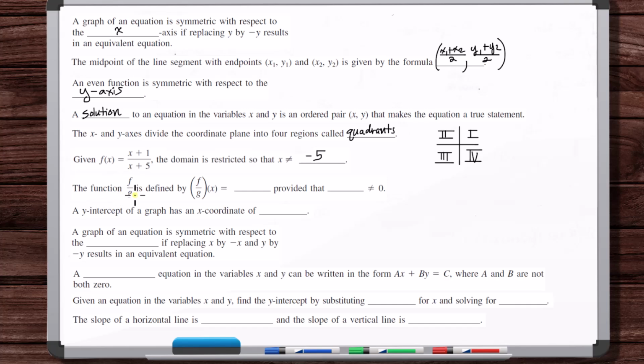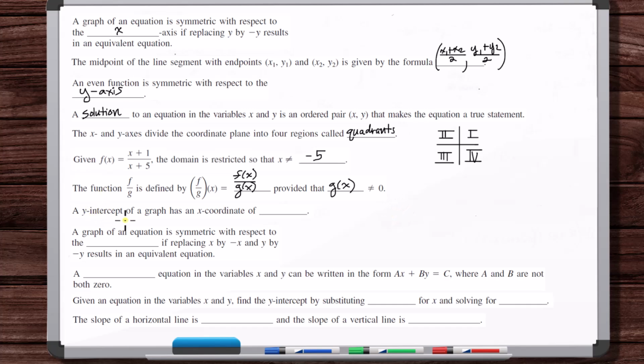The function f divided by g is defined by f divided by g of x is equal to, so just f of x over g of x, provided that g of x is not equal to 0. Right? You can do any kind of algebra of functions you want, but if you do something like dividing by a function or taking the square root or an even root of a function, then you have to restrict that function to where, like here, g can't equal 0, or if you had a square root, then g needs to be greater than or equal to 0.